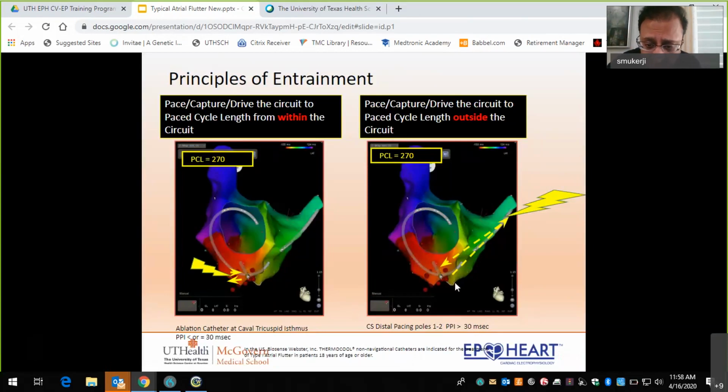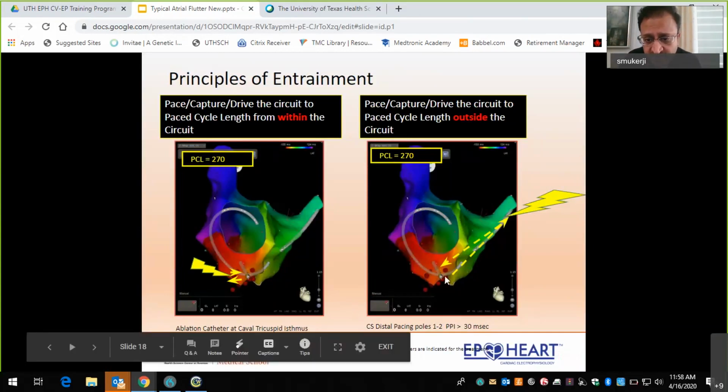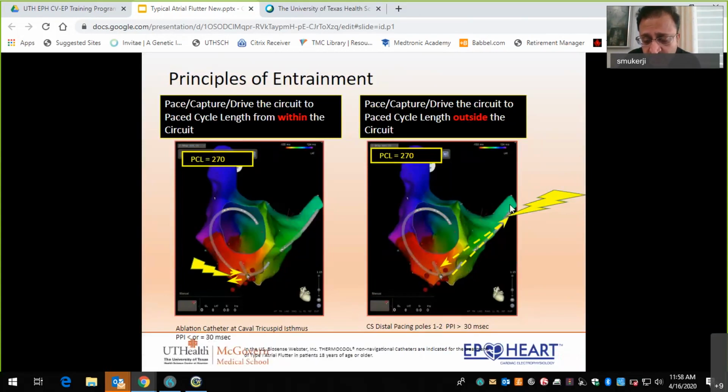A thing that I commonly do, if something's off, is pace from CS12, which is distal. So CS910 is somewhere over here, and CS12 is closer to the mitral isthmus.